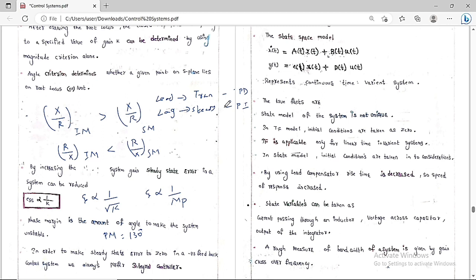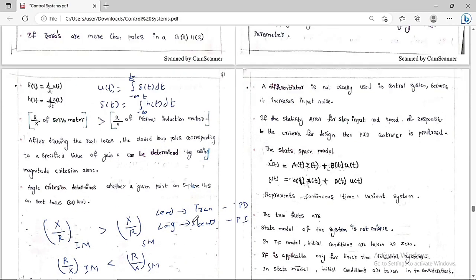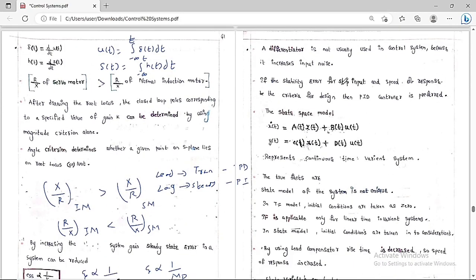With the steady state, it will decrease. It is nothing but a PI controller. So therefore, if you use an integral controller, the steady state error will decrease in the case of the negative feedback system. The next point is, a differentiator is not usually used in a control system because it is going to increase the input noise.